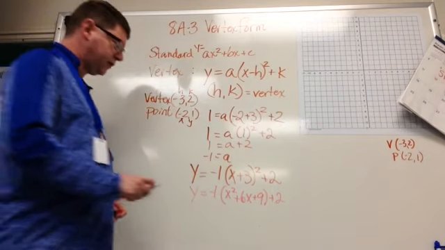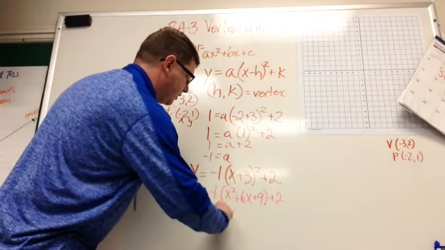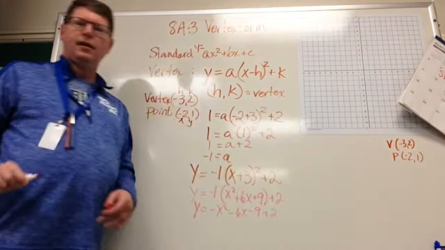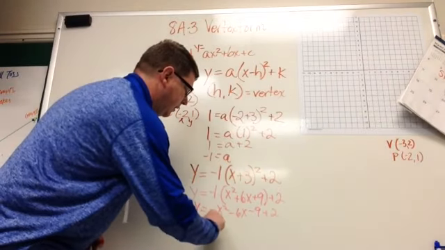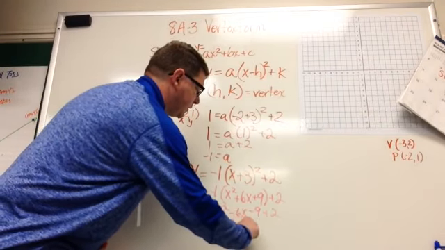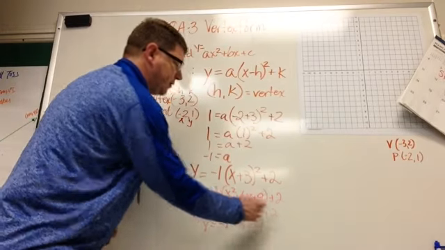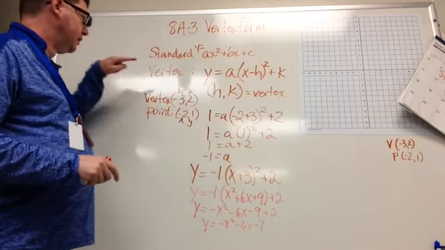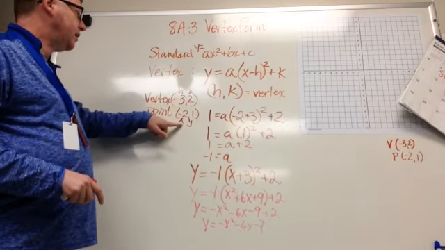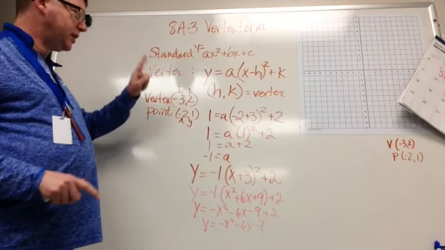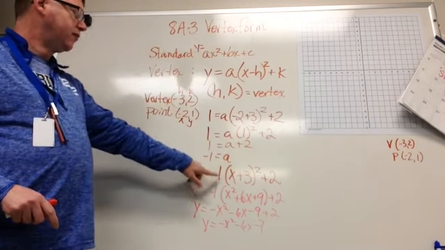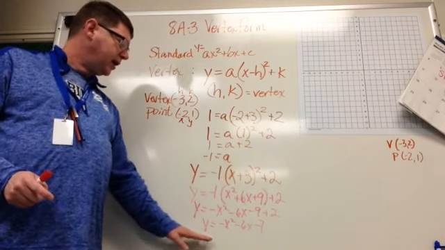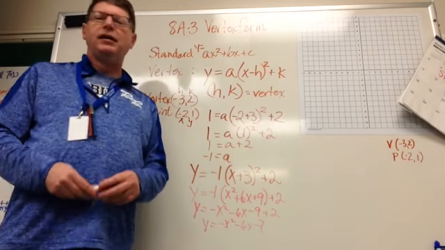Now I've got to distribute the negative 1 to everything. So y equals negative x squared minus 6x minus 9 plus 2. Now I combine like terms. Y equals negative x squared minus 6x minus 7, because negative 9 plus 2 is negative 7. So the equation of the parabola that has a vertex of negative 3, 2 and passes through negative 2, 1 in vertex form is y equals negative 1 times the quantity of x plus 3 squared plus 2. But in standard form, it's y equals negative x squared minus 6x minus 7.